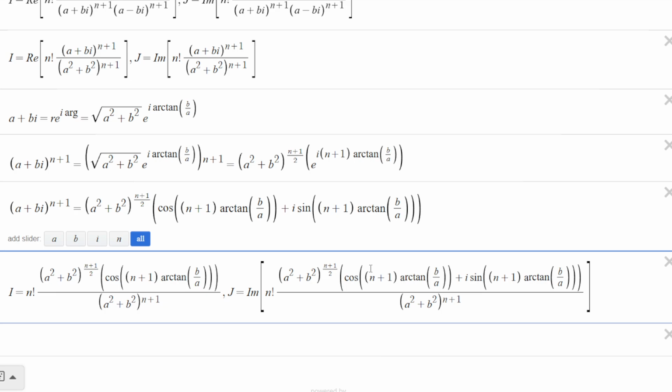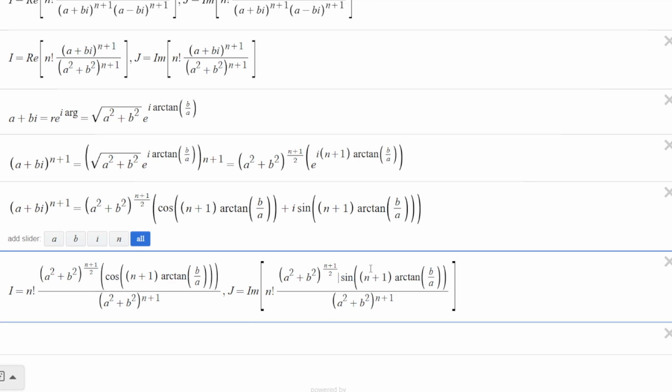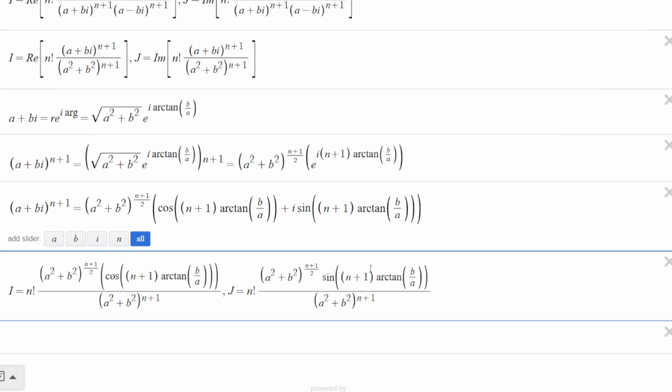Now let's take care of this part over here now that you can see it. We're taking the imaginary part. So we get rid of the i, we get rid of that, and we get rid of that and this, and we no longer need the imaginary operator there. Okay, so yeah, we're done.